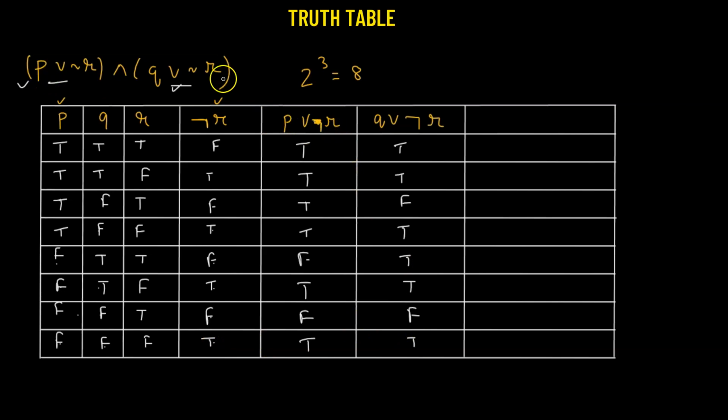Now finally we will take the conjunction between these two. Since this is a conjunction, this is only going to be true when both of them are true. So the first entry will be true, and the sixth and the eighth entries will be true. All other cases will be false. So this is the required truth table.